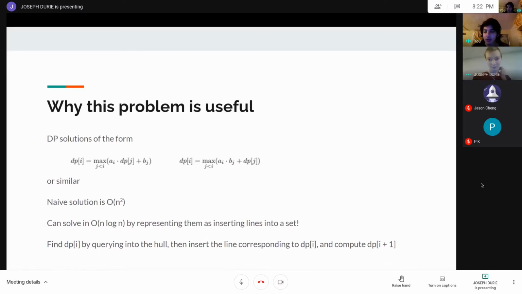Sorry, how is it querying if the line depends on a i? Right, so this is querying at the x value a i. Oh, that's cool. Yeah, it's nice.